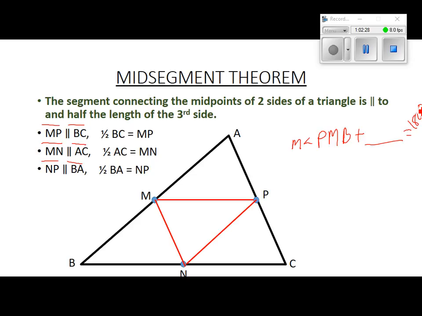So we know these two segments are parallel. We know these two are parallel. We know these two are parallel. I'm not going to run back through all that again. We marked some of this stuff on the other slide. Half of segment BC, so half the length from here to there is going to equal this segment.